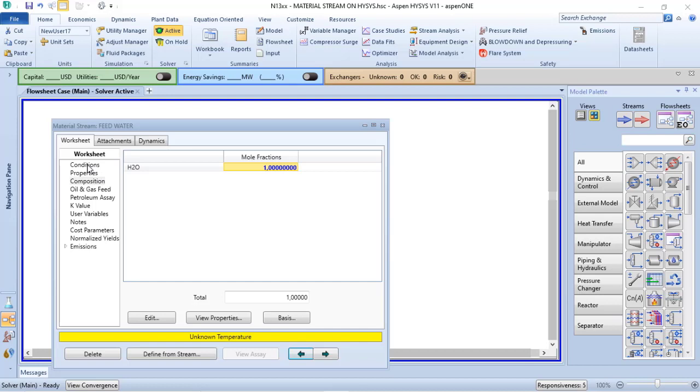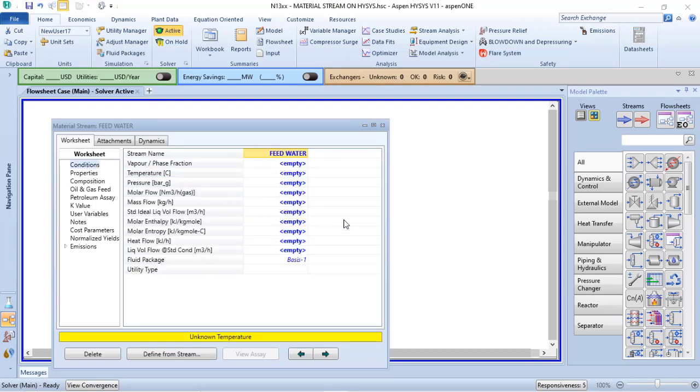To do that, it's time to go to Conditions. Just to have a reference to start filling in the information for my example, let's consider that the temperature is 85 degrees Celsius. Now that I have the temperature, if I define the pressure, the phase fraction will be defined, or if I define the phase fraction, the pressure will be defined.